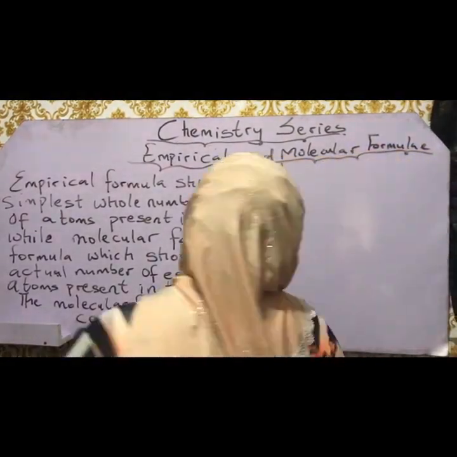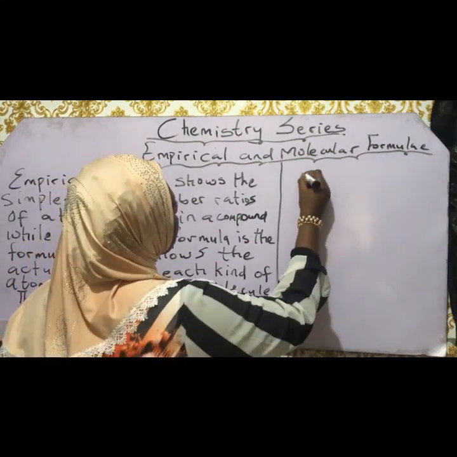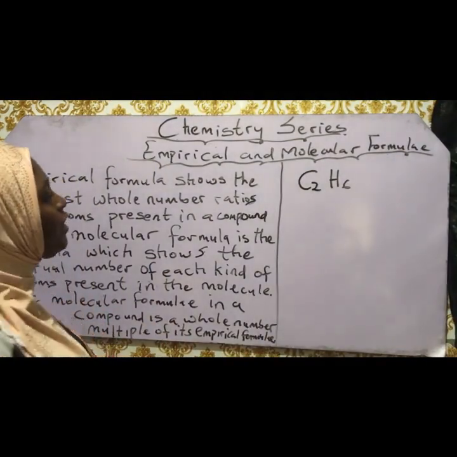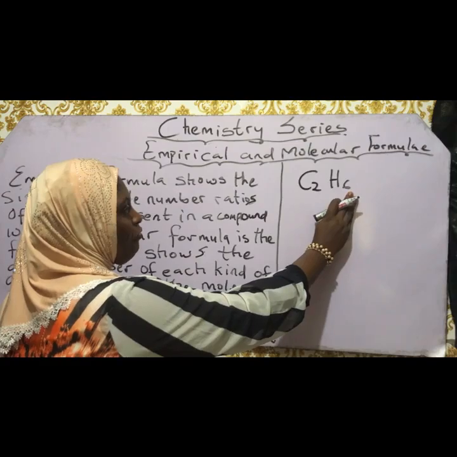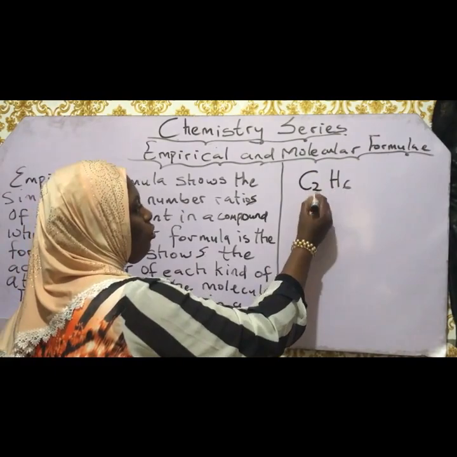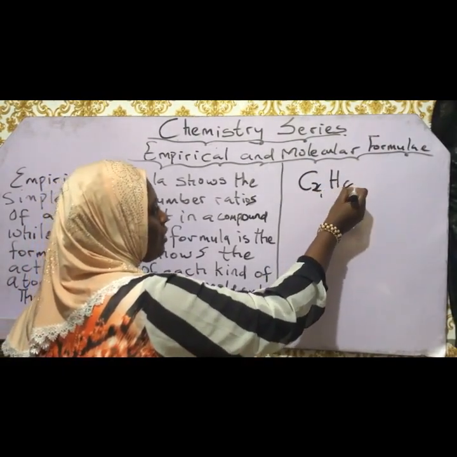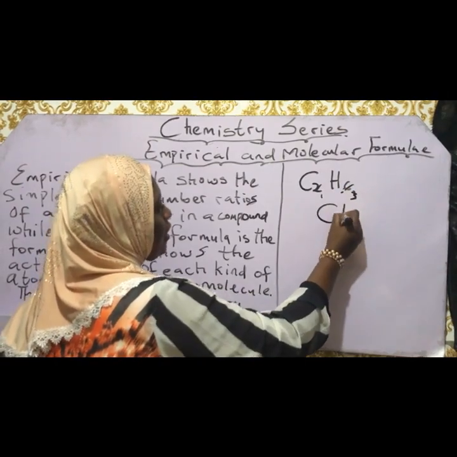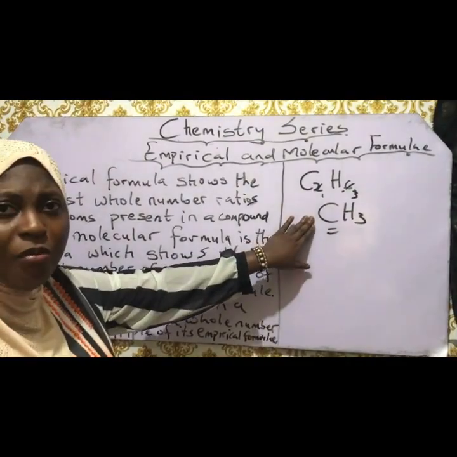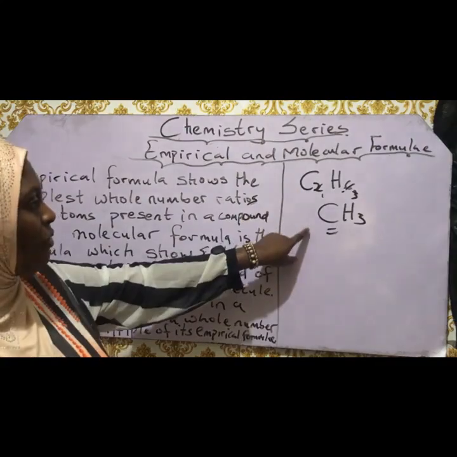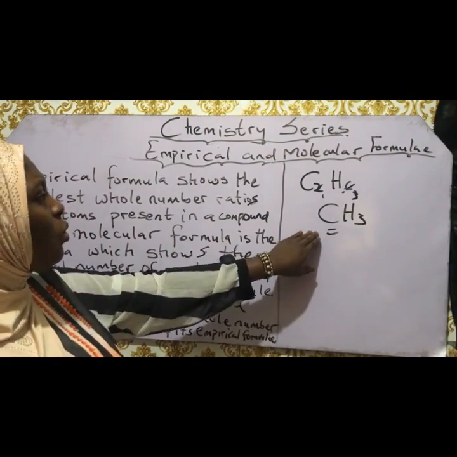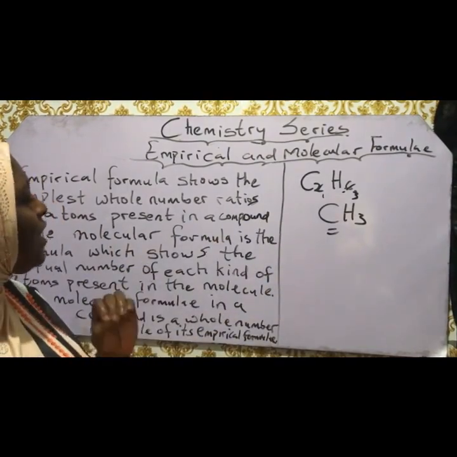For example, if you have C2H6. Now, C2H6 is actually not the empirical formula. I can simplify this C2H6 to C(2÷2)H(6÷2), that is CH3. We can see that this is the simplest form in which C2H6 can be written. So, empirical formula shows the simplest whole number ratios of atoms present in a compound.